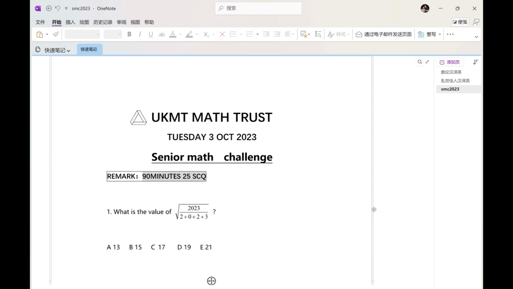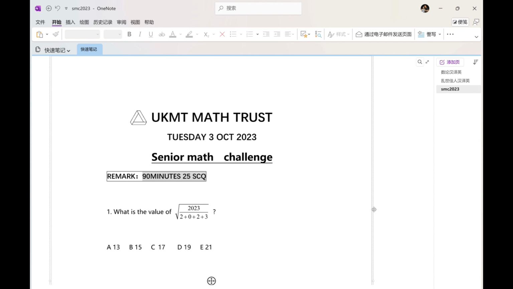We are beginning with UKMT. It's a test from the United Kingdom, and I choose the Senior Maths Challenge to explain all these questions. There are 25 questions here. They are single choice questions, as you see. Each test gives you 90 minutes, and you will start with 25 scores.